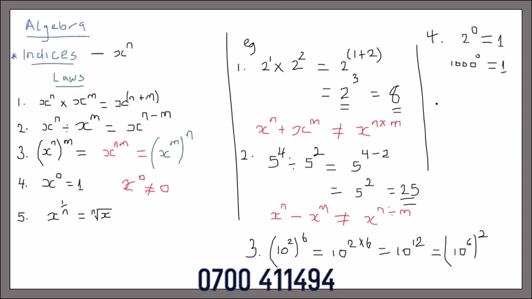Okay, let's look at number 5. Number 5, you're talking about the rational indices. You have a base, and then the power is rational. It is a fraction. So what does it mean when you have such? It means they want you to get the nth root of this base here. The nth root of the base. So in this case, they want us to get the nth root of x.